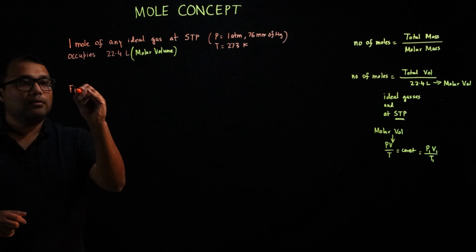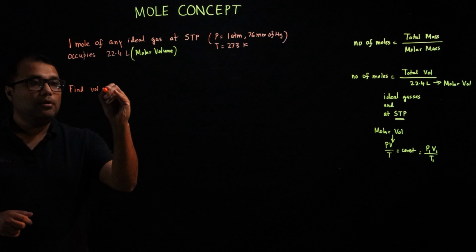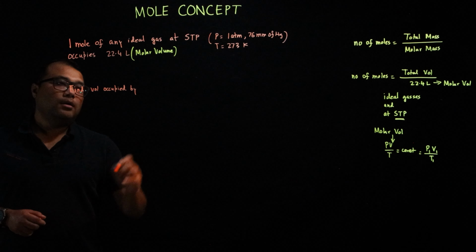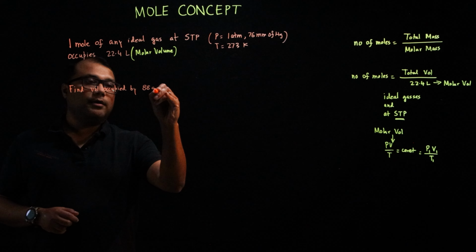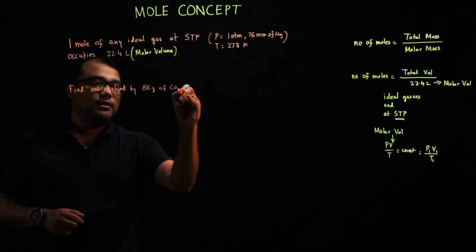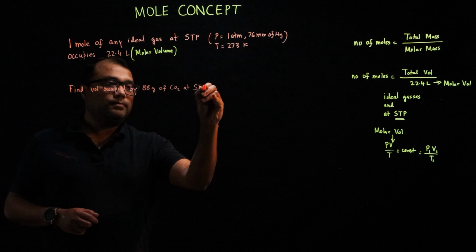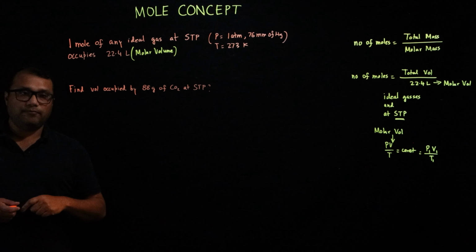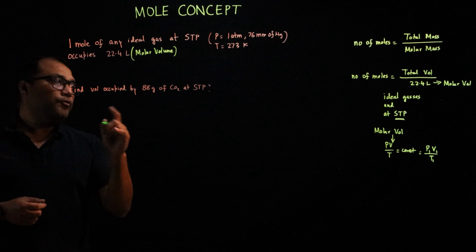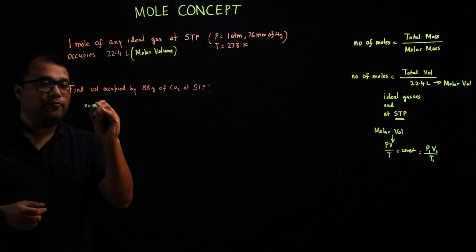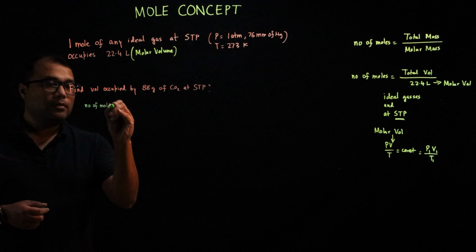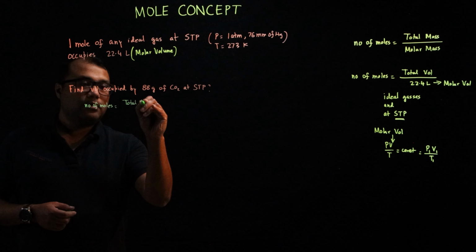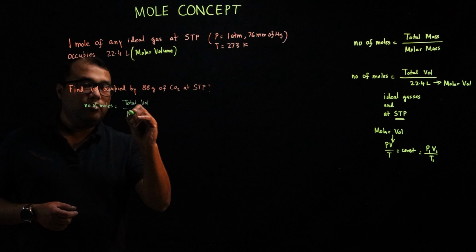Find the volume occupied by 88 grams of carbon dioxide at STP. Okay, pause this video and see if you can solve this. We'll use the formula: number of moles equal to total volume divided by molar volume.